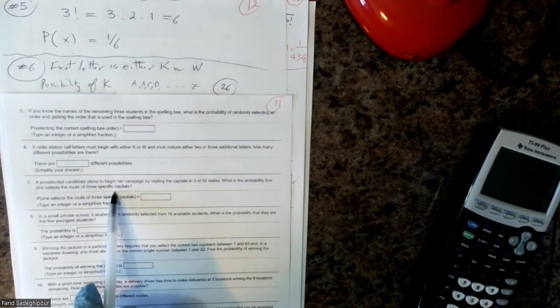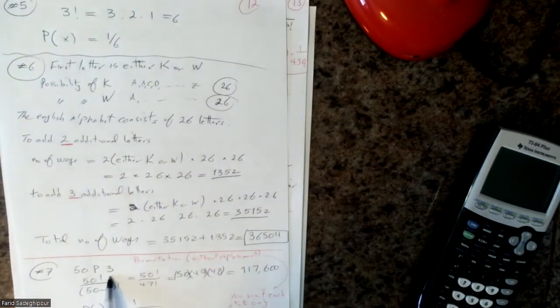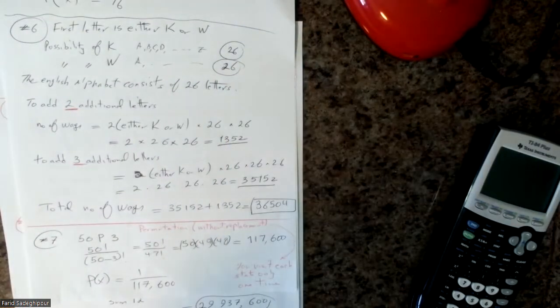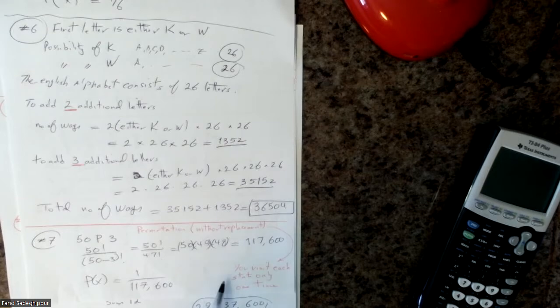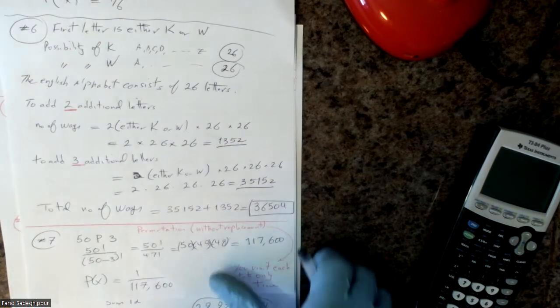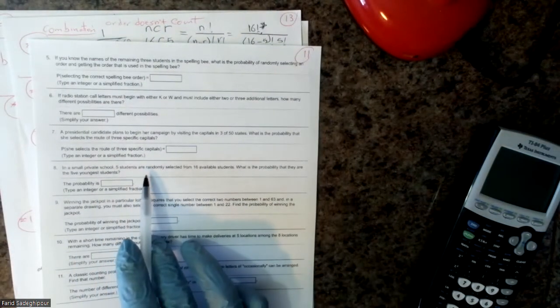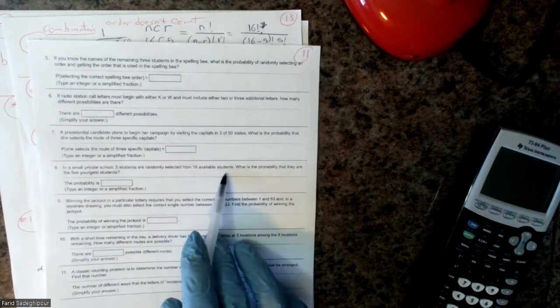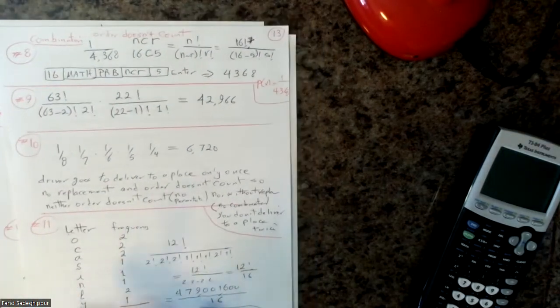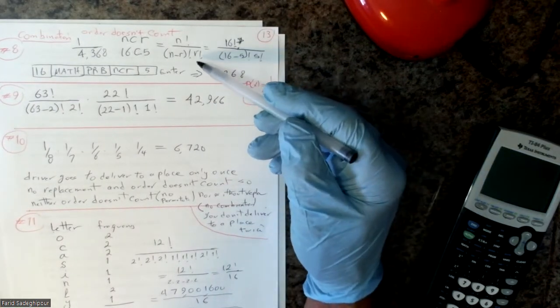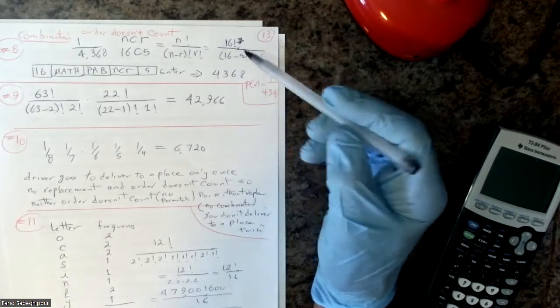And then number 7, presidential candidate, is very similar to the example that we had. 3 out of 50 states. So 3 out of 50 states, it's permutations because you visit each state just once. Number 5, in the private school, 5 students are randomly selected and 16 are available. So it's combinations because order doesn't count.